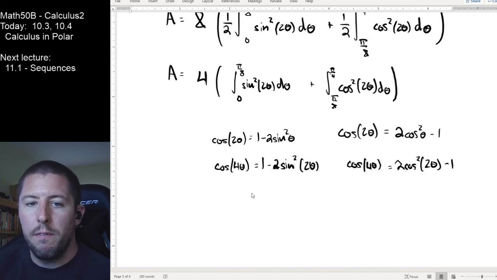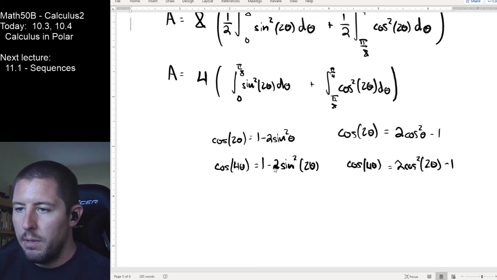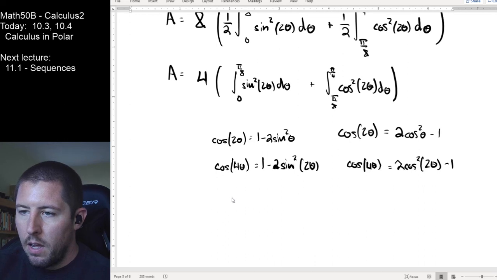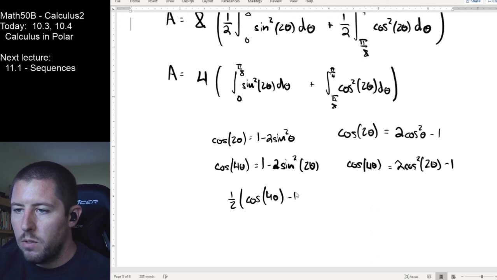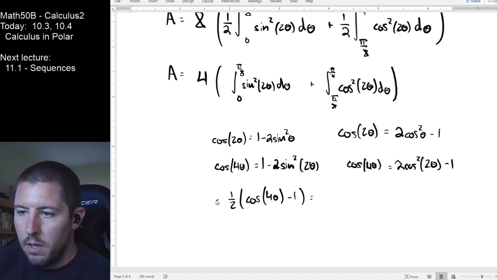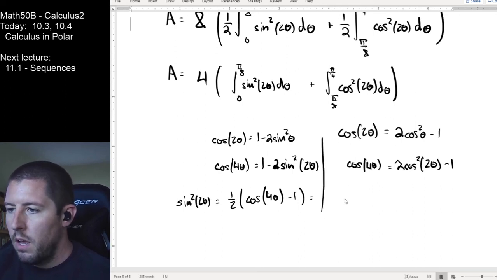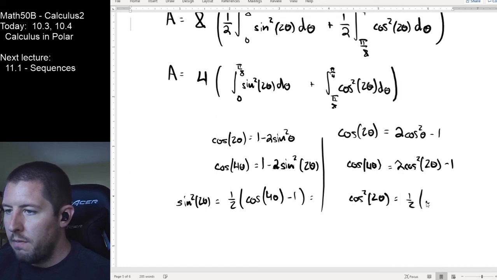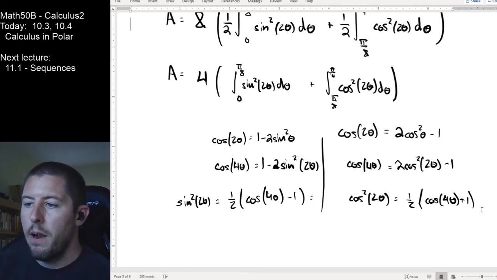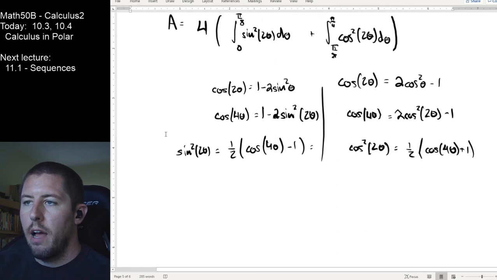Now I can go ahead and solve for the needed sine squared 2 theta and cosine squared 2 theta associated with each of these. Here I'm going to get 1/2 times (1 minus cosine 4 theta), which is equal to my sine squared 2 theta. And over here, similarly, I add the 1 over and divide by 2, so I get cosine squared 2 theta equals 1/2 of (cosine 4 theta plus 1). All right, so now I've got my trig substitutions that are going to help me actually do this integration.